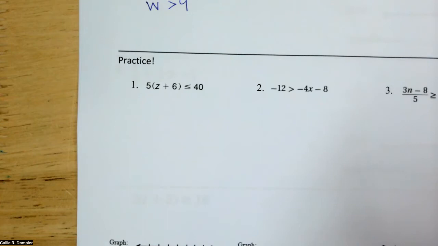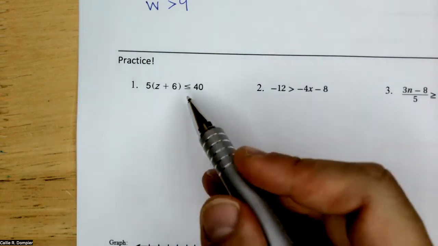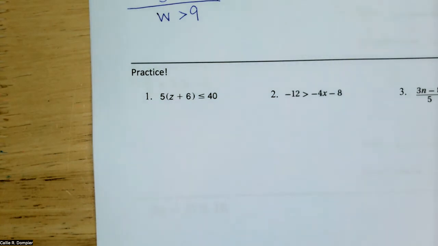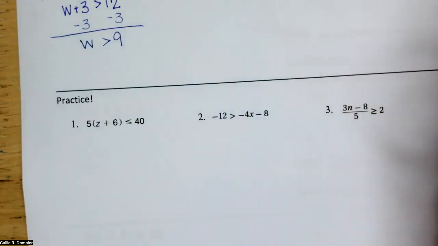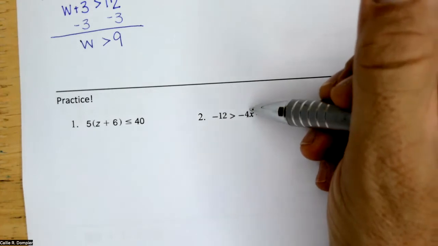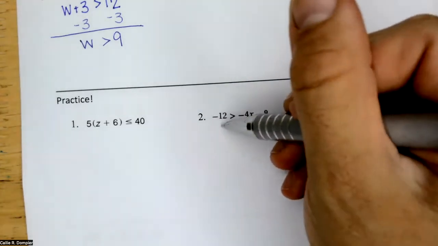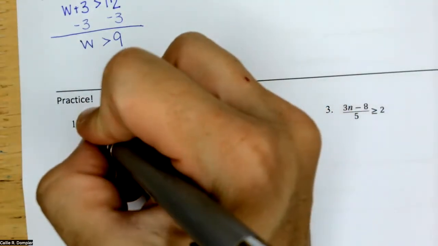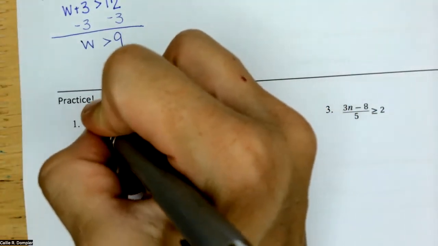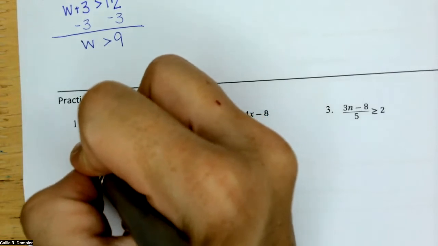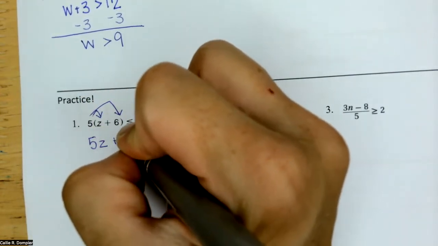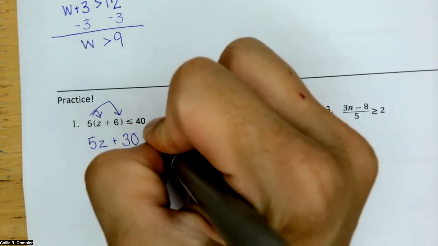Here, we still have single linear inequalities, but maybe you have a fraction, maybe you have x. Ooh, everything's a negative, and here we're distributing the 5. So just some different situations. So I'm going to distribute the 5. 5 times z is 5z. 5 times 6 is 30, right? Is less than or equal to 40.